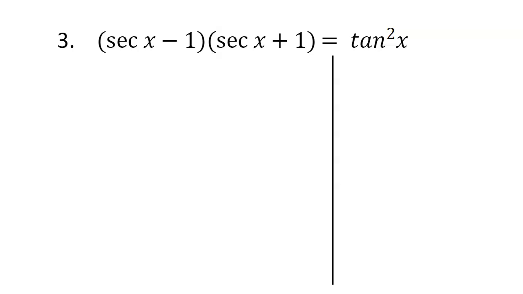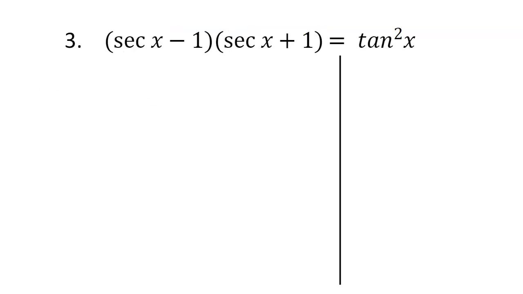So instead, what I can do to try to simplify things is multiply these two binomials together. Now notice, they are the exact same thing, except one has a minus, one has a plus. This is difference of squares. I know that this is going to end up being secant squared of x minus 1. You don't have to write it at the end. I mean, it's not wrong if you write it, but it's just extra writing.